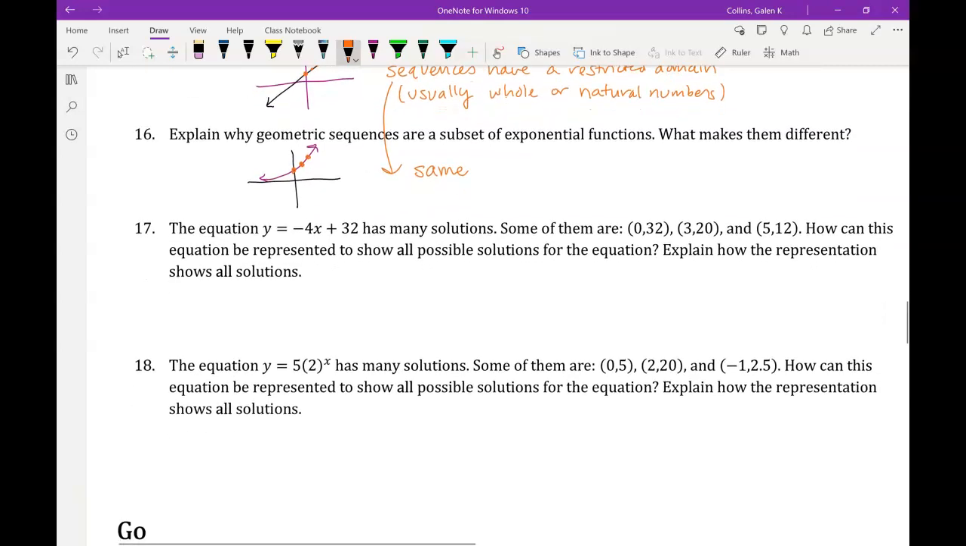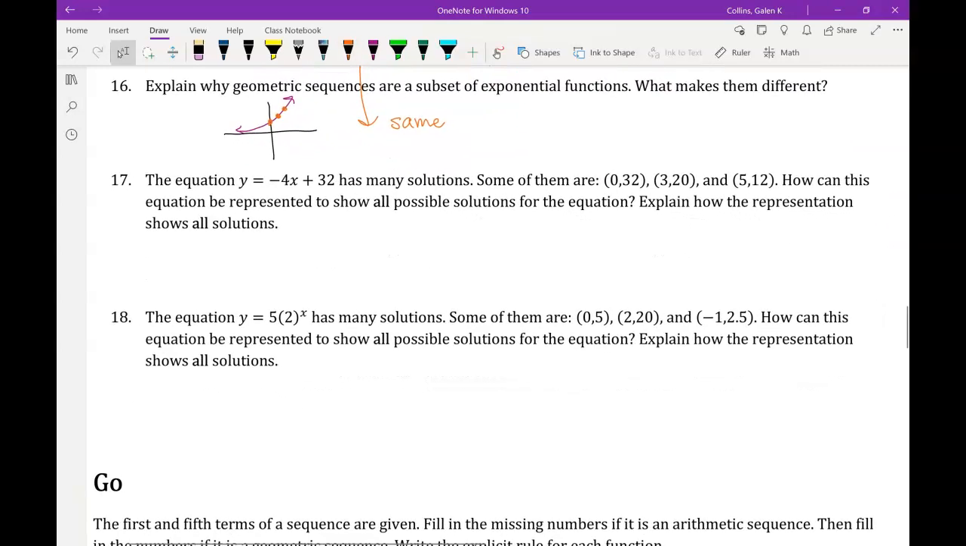All right, number 17, the equation y equals negative 4x plus 32 has many solutions. Some of them are, and we're given 3 ordered pairs, (0, 32), (3, 20), and (5, 12). How can this equation be represented to show all possible solutions for the equation, and explain how the representation shows all solutions? Well, the best way to show all solutions is with a graph.